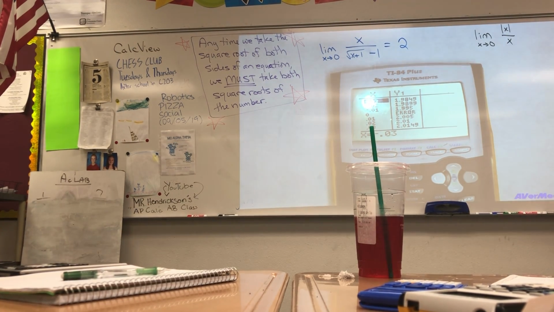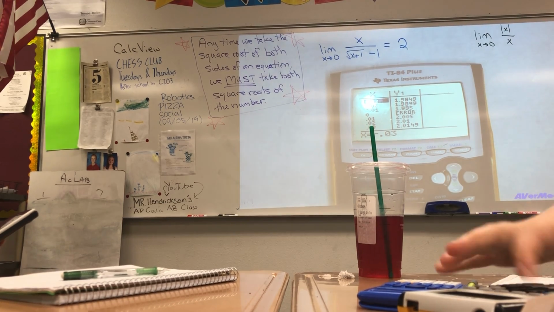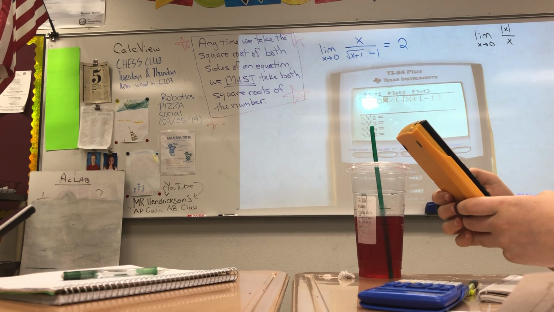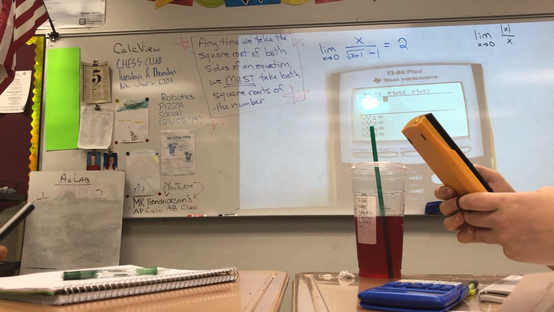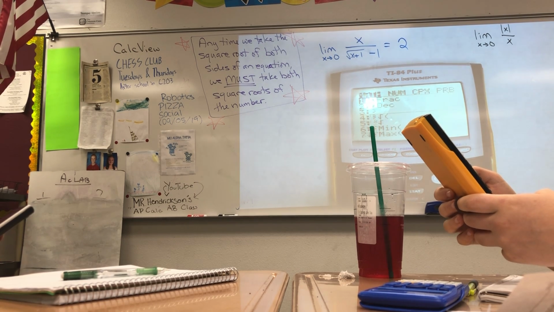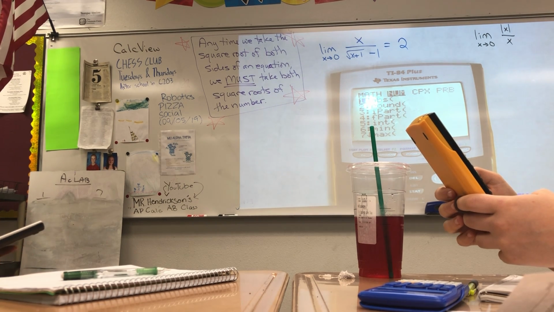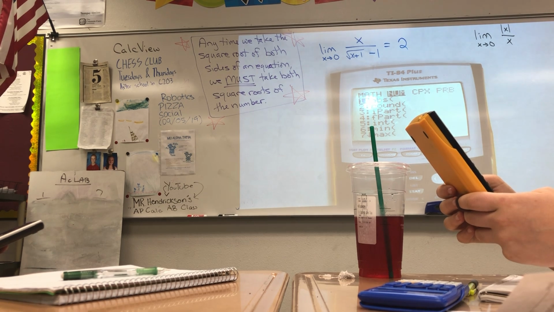So again, we have two options. We can plug it in numerically, or we can look at it graphically. I would like to look at this graphically first, okay? So do you know how to do this? I believe it's under math, and then over to NUM. ABS is absolute value.